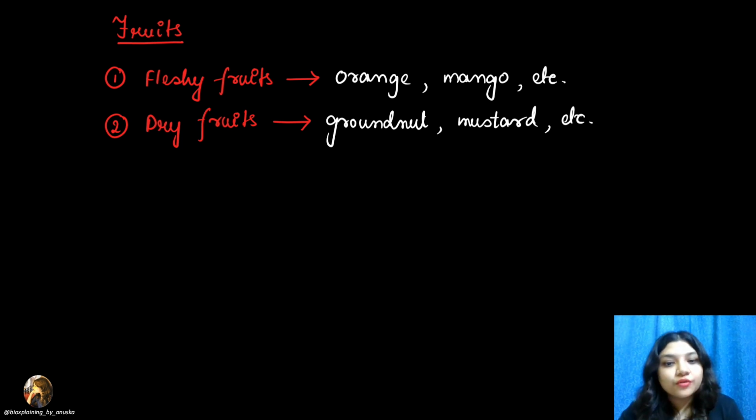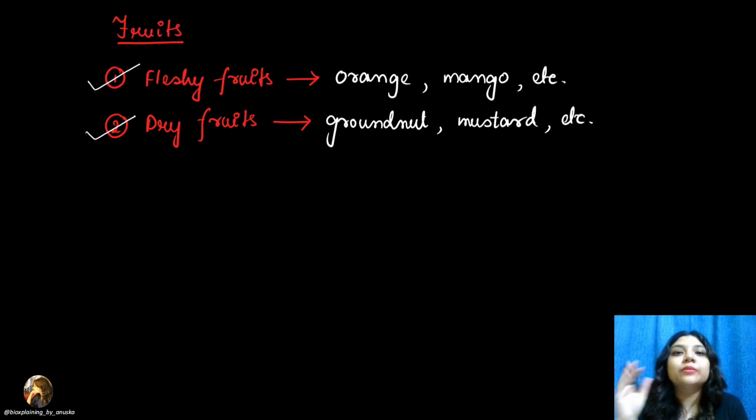ठीक है? तो fruits are of two categories. One is fleshy fruit, another is dry fruit, based on the texture of the edible part. This is one categorization. Done. Another categorization is on the basis of from where the fruit is formed.